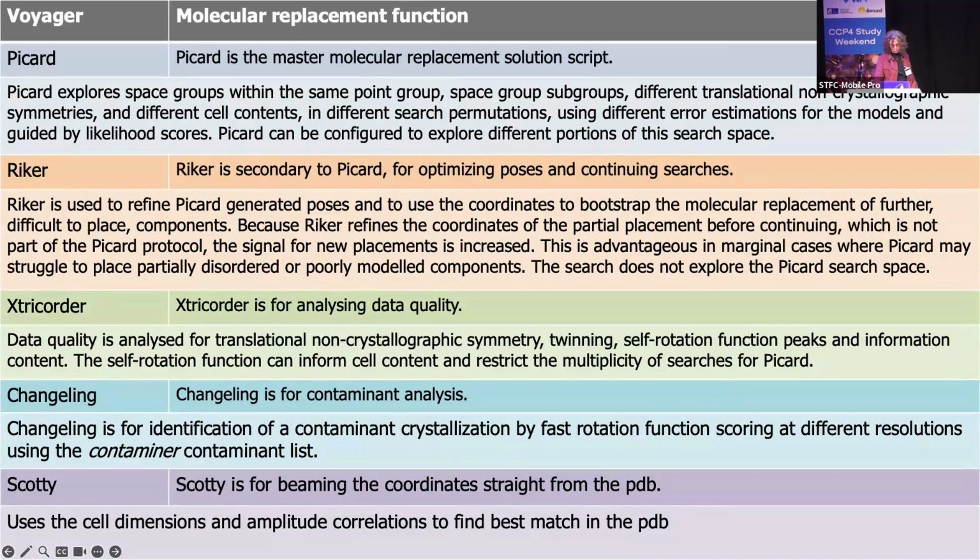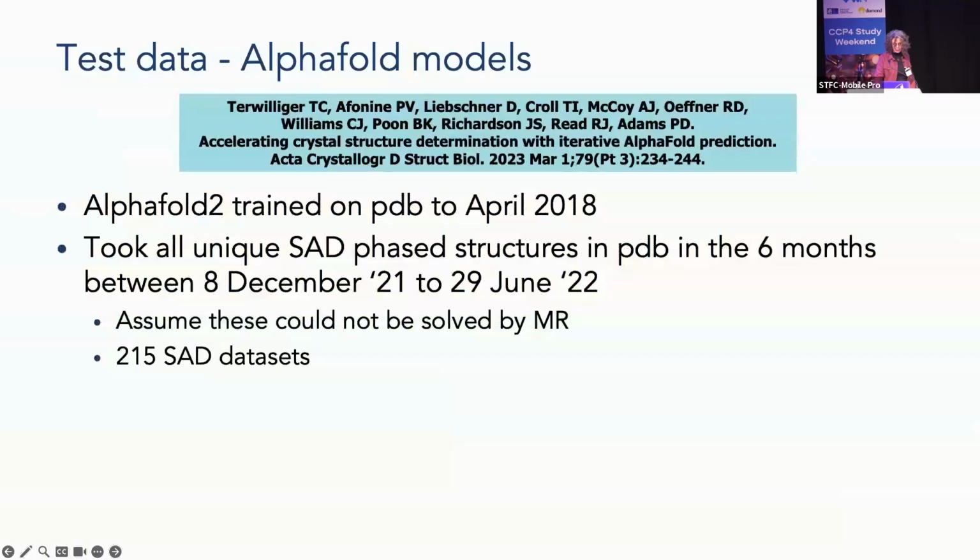And then there's Scotty, which is a way of beaming coordinates straight from the PDB, but also if you already know a structure, just doing wide search, local search molecular replacement into your new data set. For example, if you've got a ligand problem.